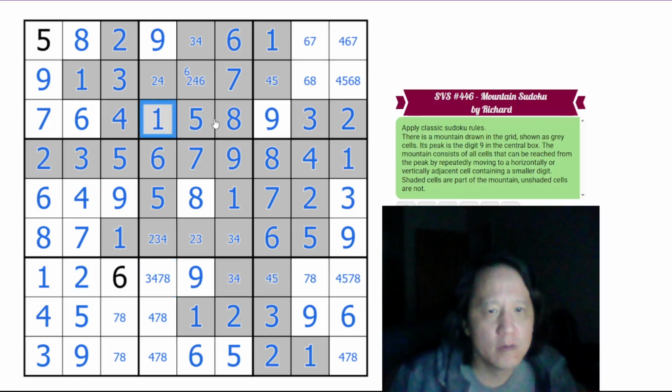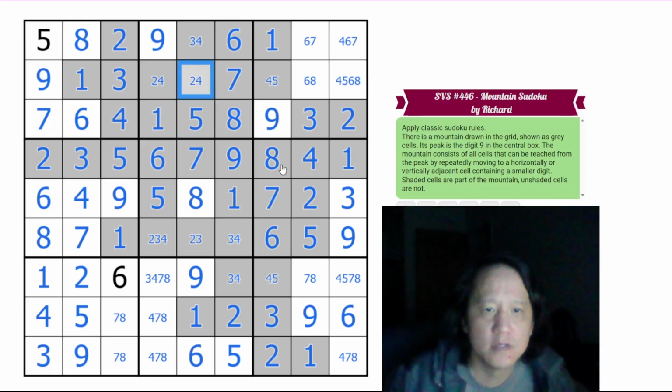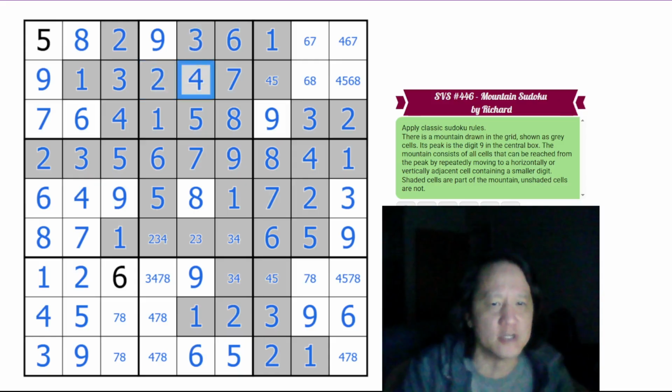Okay. So this can't be 6. If this were a 4, it would be next to a 3, a 1, and a 2 on the mountain, which it's all greater than. So that would not work. So this cannot be 4. This has to be 2. So this is 2, this is 4, that's 3.